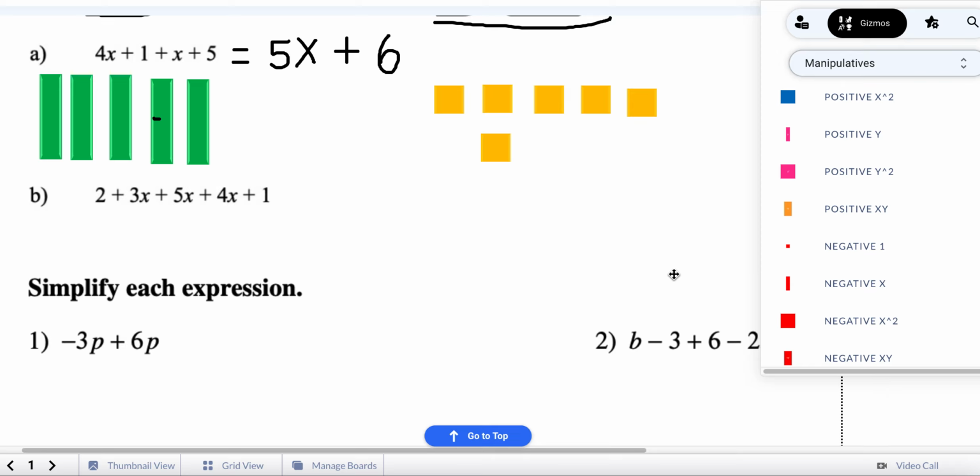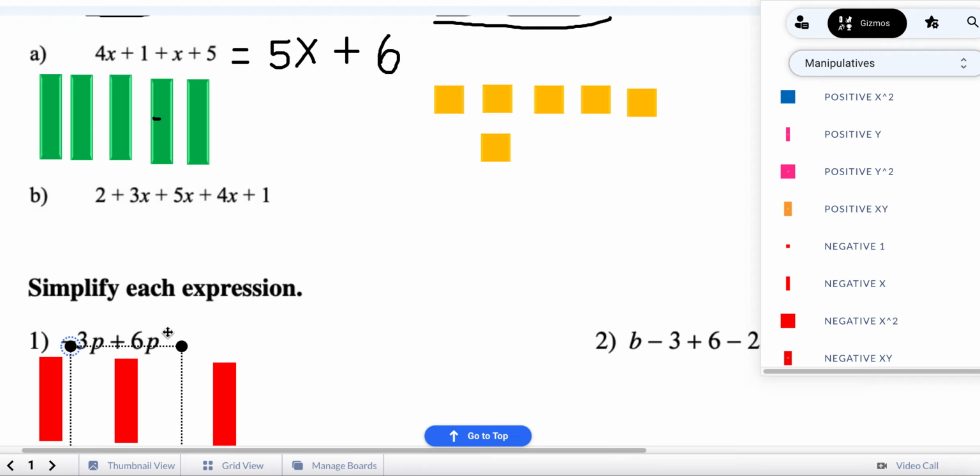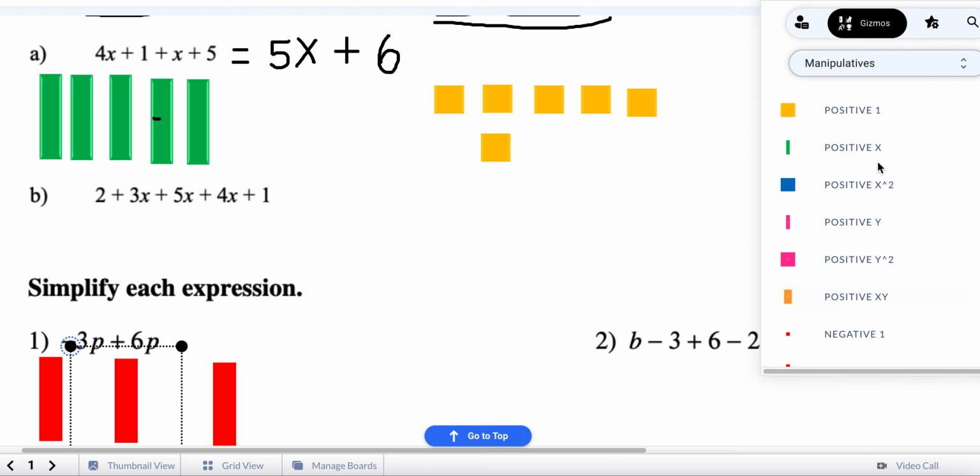So now we have negative 3p, so I'm going to need 3 of this. Red, 1, 2, and 3. And now I'm going to separate it a little bit because we're going to do something with it later. And now we have to add 6 positive, 6p positive. So now I'm going to go back to get my green, and I need 6 of those.